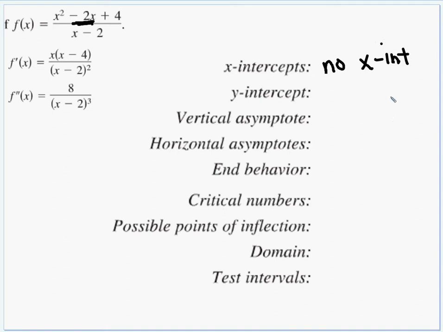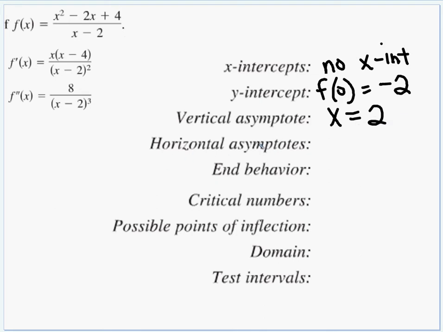Up next, the y-intercept. That is f of 0. So if I put zeros in for all the x's, I'm left with 4 over -2. And that is y-intercept -2. Vertical asymptote. Remember, set the original function denominator to 0, x minus 2. So that just gives us x equals 2.